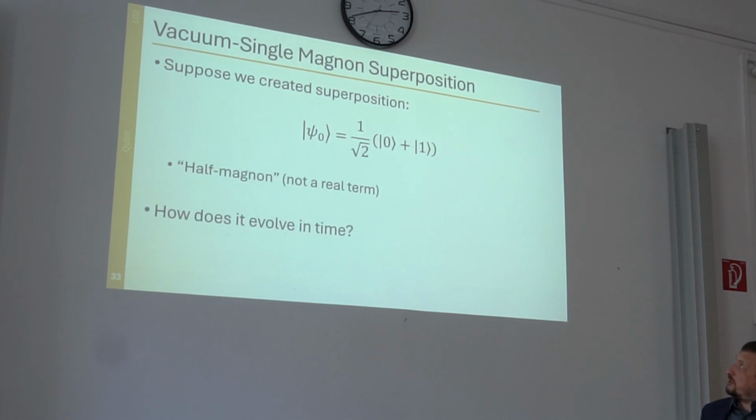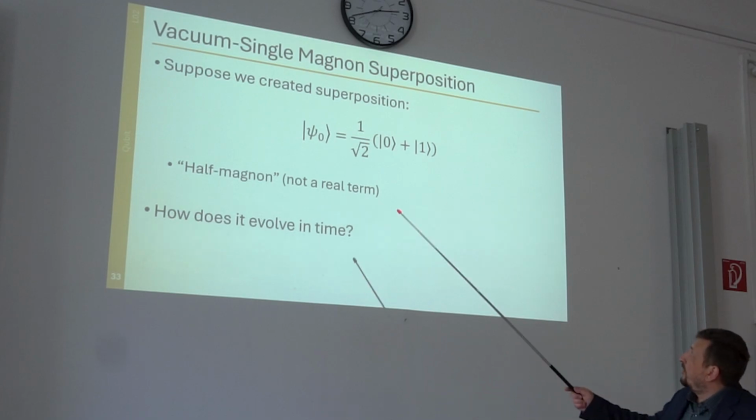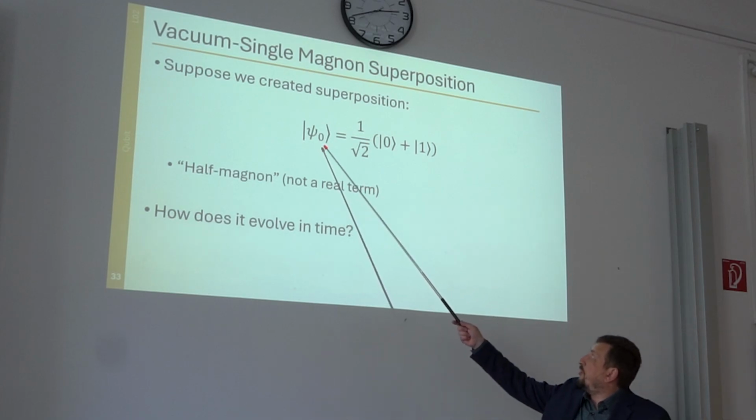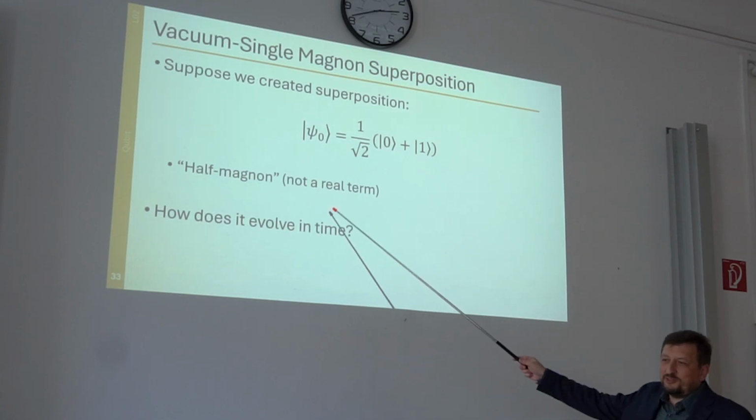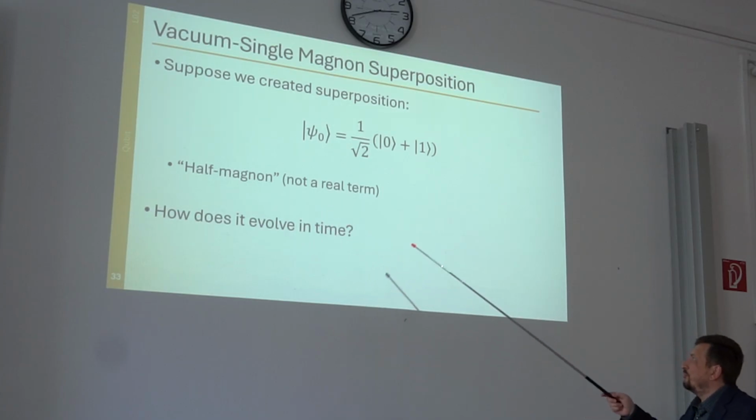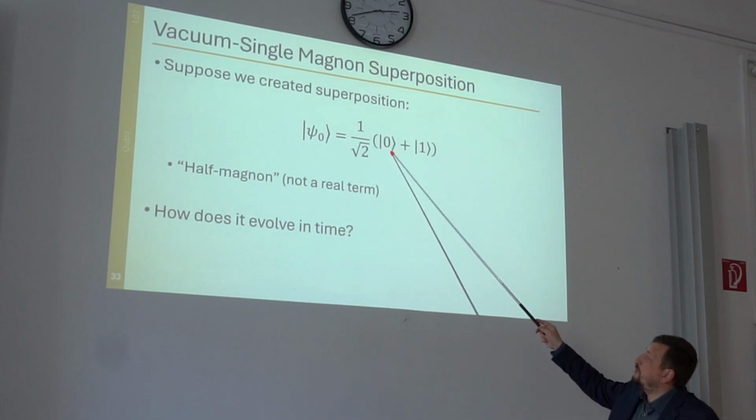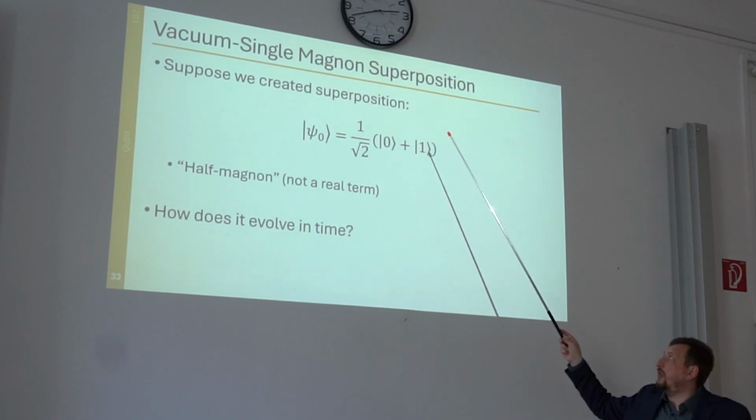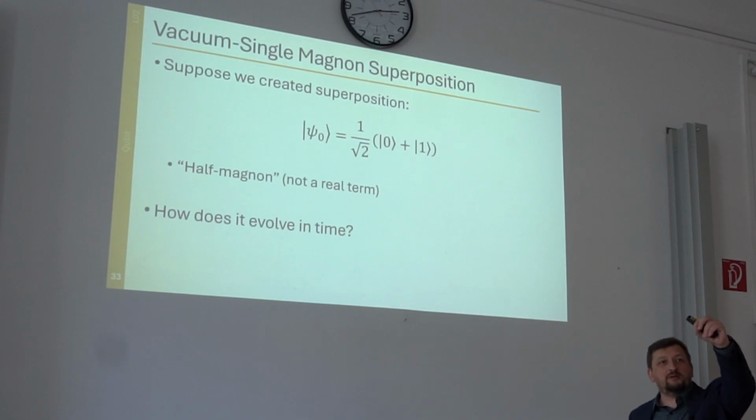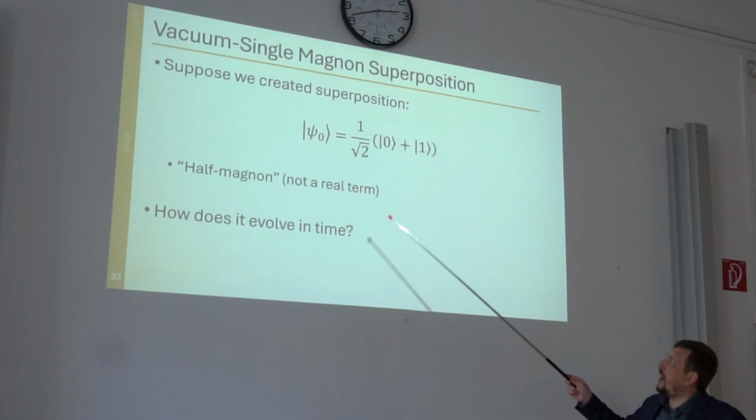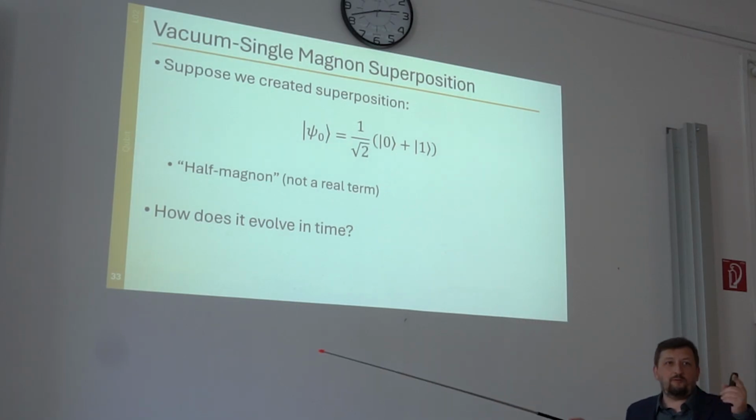For example, consider that the initial state of our magnonic system is like this, like half magnon. This is the wrong term, don't use it. So it's a superposition of the vacuum state and the state with one magnon. So we kind of excited one magnon, but didn't finish the job. Stop midway. So how will this state evolve in time?